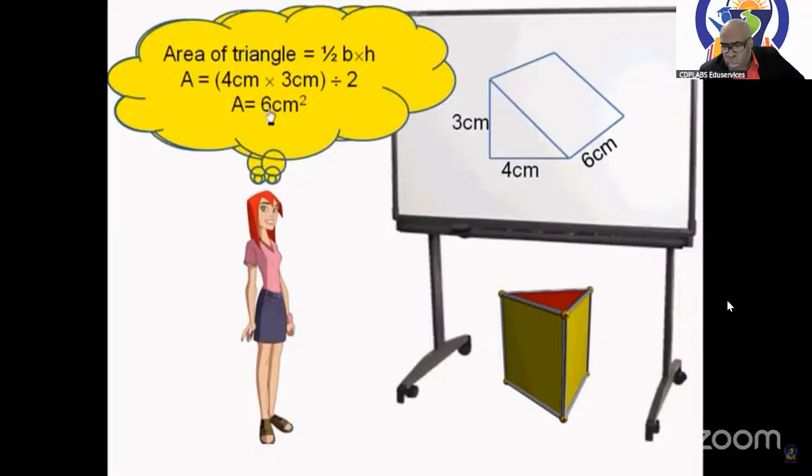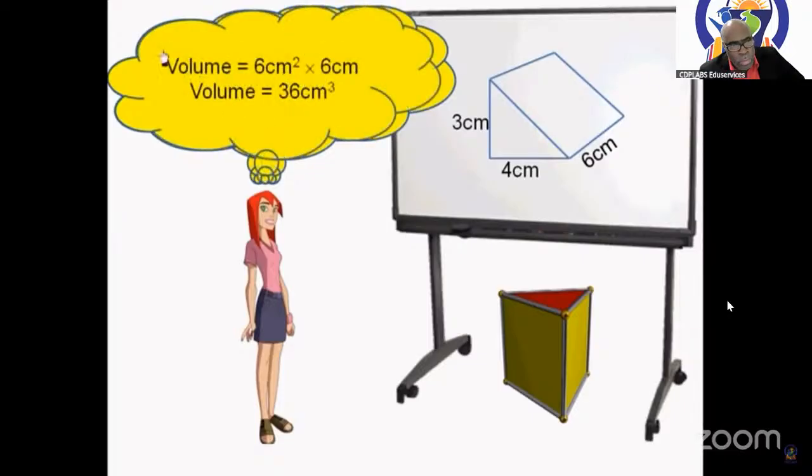And then, now the volume, using the same formula, area times height, or area of the base times height. Now the area of the triangular base prism is what? 6 square centimeters times its height, which is 6 centimeters, it gives us a volume of 36 cubic centimeters.